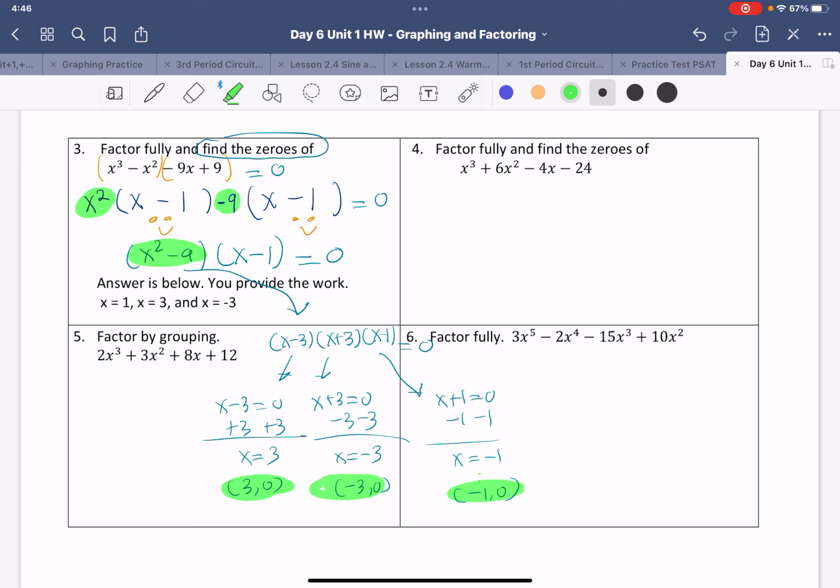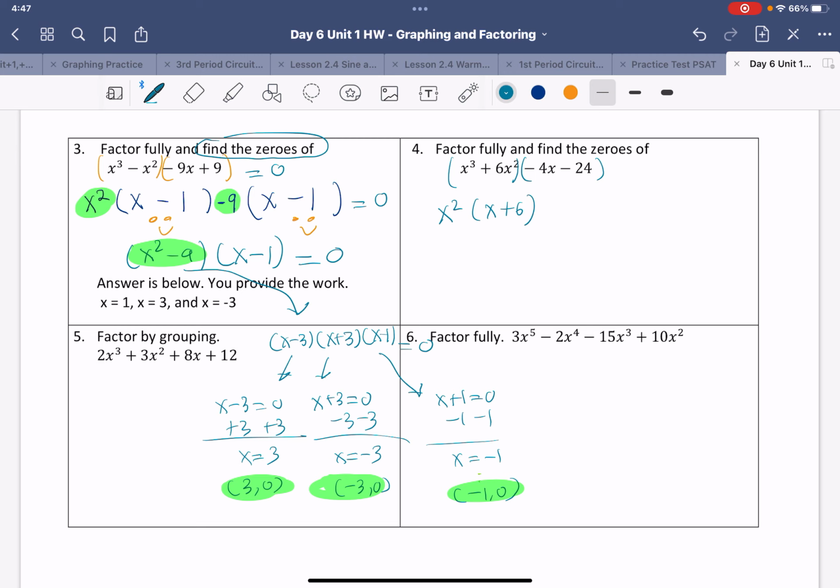Pretty neat. So factor by grouping is fun. You just got to make sure to follow steps and make sure that you're breaking something down all the way. So if I did number 4, it would be pretty similar. X cubed plus 6x squared is x squared, you got x plus 6.